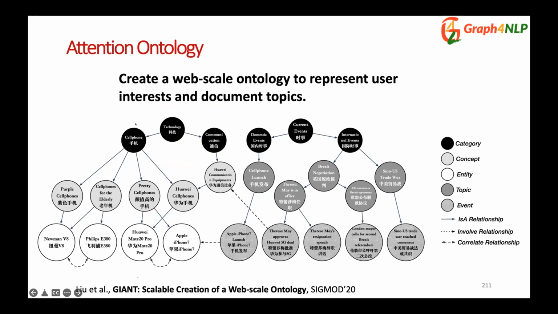So for example, we have different categories, let's say technology, current events, and we have different concepts, let's say purple cell phone or cell phone for the elderly and so on. And we have different topics, the cell phone launch, the Brexit negotiation, and we have different entities as well as different events. An event means something happened, some real world event. And a topic covers a series of events that happened at different times, but they are correlated to the same hot topic. And concepts mean a collection of events sharing the same property.